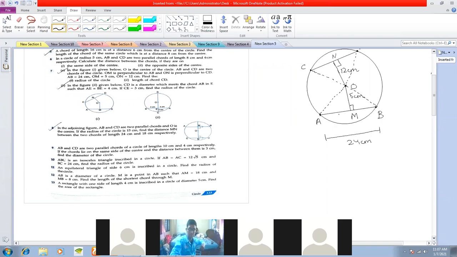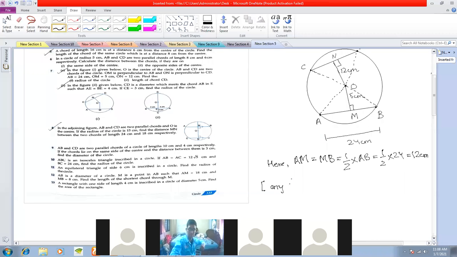So you know that any line through the center of the circle, if it is perpendicular to the chord, must bisect the chord. So therefore, what is the length of AM? 12. So AM is 12. AM and MB are equal, and both of them are equal to half of AB, which is half into 24, which is 12 centimeter. And you will give your reason. What is the reason?